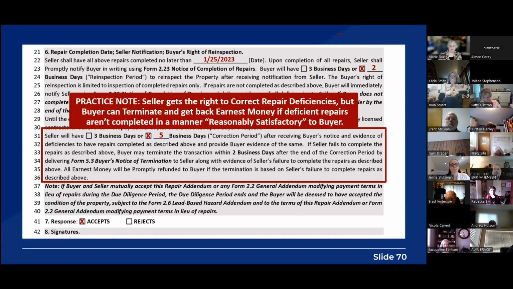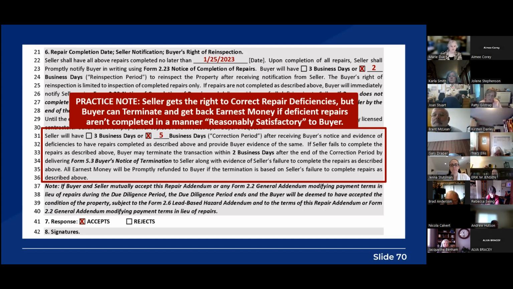Seller gets the right to correct repair deficiencies, but buyer can terminate and get back earnest money if deficient repairs aren't completed in a manner reasonably satisfactory to the buyer. Again, seller will have X business days after receiving buyer's notice and evidence of deficiencies to have repairs completed as described above and provide buyer with evidence of the same. If seller fails to complete the repairs as described, buyer may terminate this transaction within 2 business days. So buyer can terminate if the seller is unwilling to have it repaired correctly, or whatever the deficiency happens to be. Again, you're going to do the buyer's notice of termination on that.